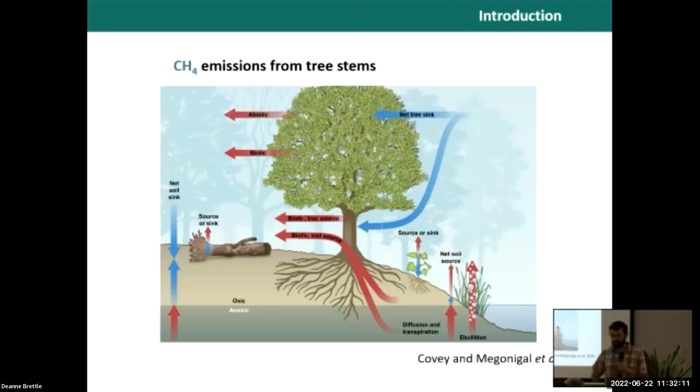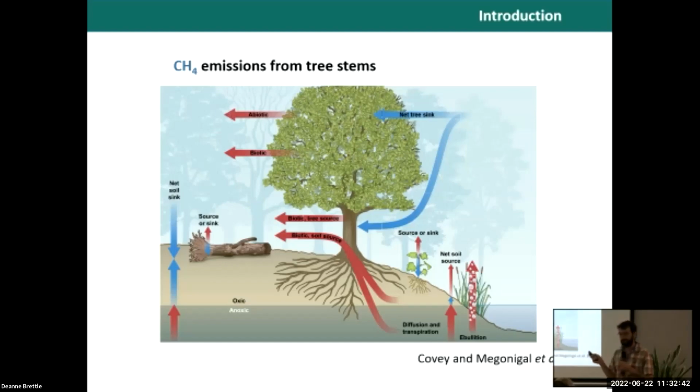With methane, something kind of similar happens. We know that trees can emit methane and exchange methane with the atmosphere through the stem. We know that part of that methane could be produced inside of the stem by methanogenic archaea inhabiting the stem, but also, particularly in wetland places and floodplains, methane could be produced in soil and then transported through the roots and emitted to the atmosphere by the gasification.